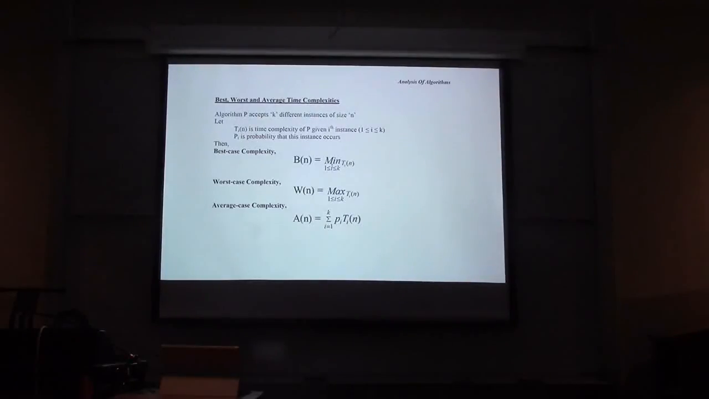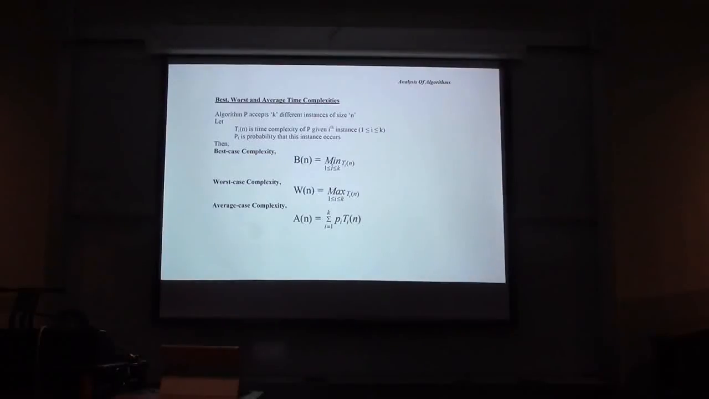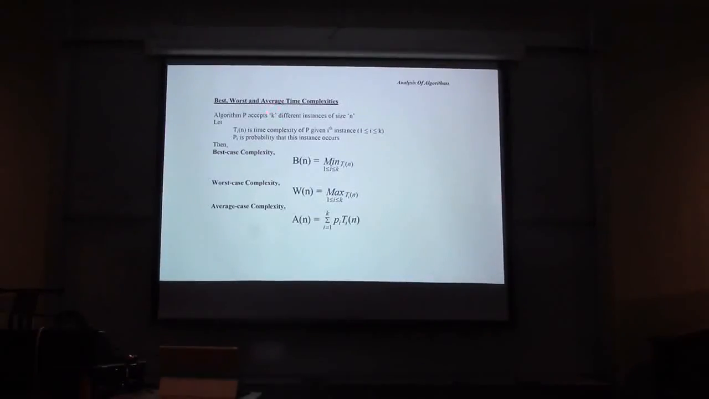A class, or an instance. So we're going to say algorithm P accepts k different instances of size n. Assume that n is 10. So if we have k different instances, we're talking about k different instances. So in the case of bubble sort where n is 10, k is equal to what? K is equal to what in this case? 9. When n is 10, k is 9.